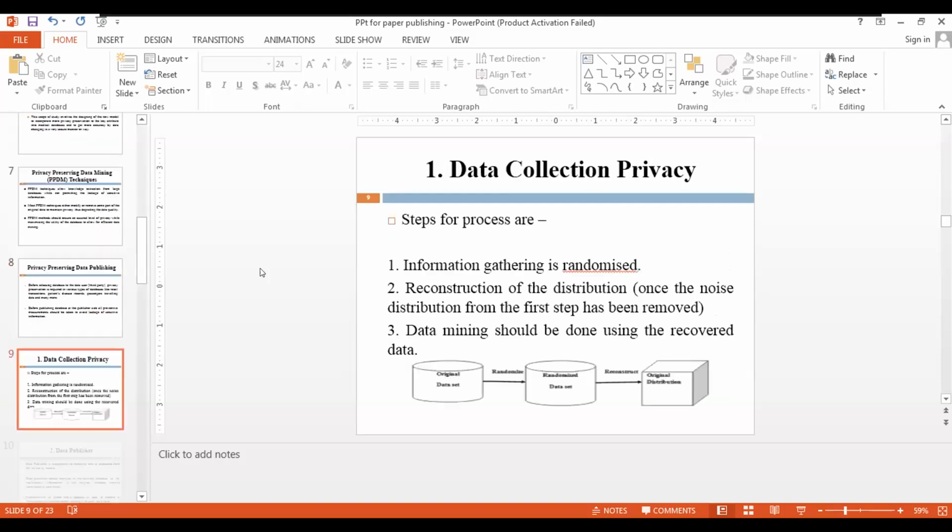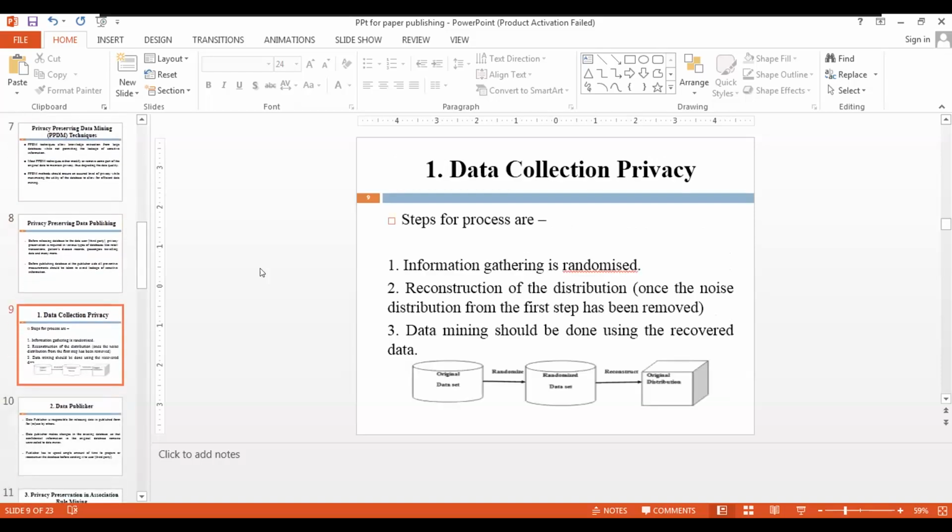The other part is data collection privacy. In this, the original data goes through a randomization process, where we do data randomization, and then the original and distribution part comes. So this process has three parts. Using all three steps, we can send the data to the third party, and they can use it, and accordingly we can also save our original data.